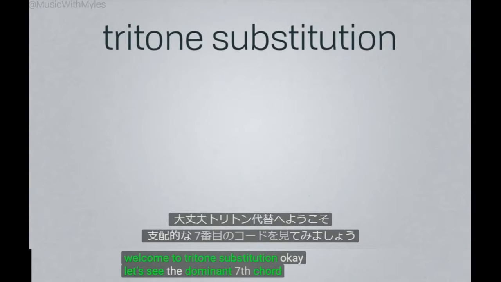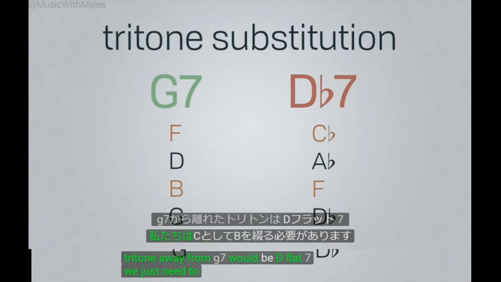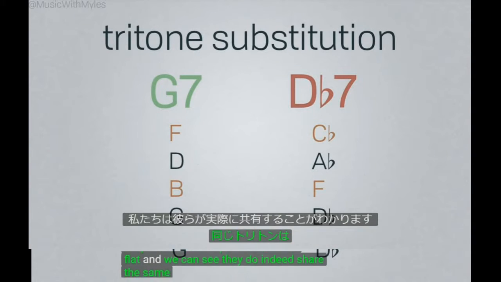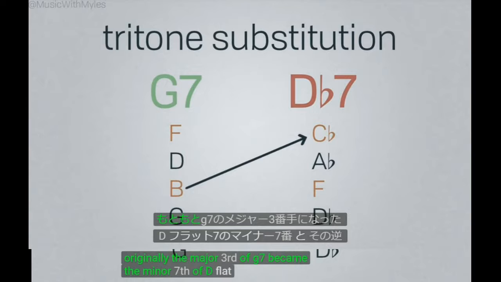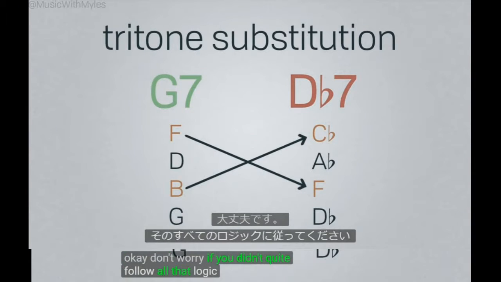Okay, let's see. The dominant seventh chord a tritone away from G7 would be D flat 7. We just need to respell our B as a C flat, and we can see they do indeed share the same tritone, only inverted. What was originally the major third of G7 became the minor seventh of D flat 7, and vice versa. Okay, don't worry if you didn't quite follow all that logic.